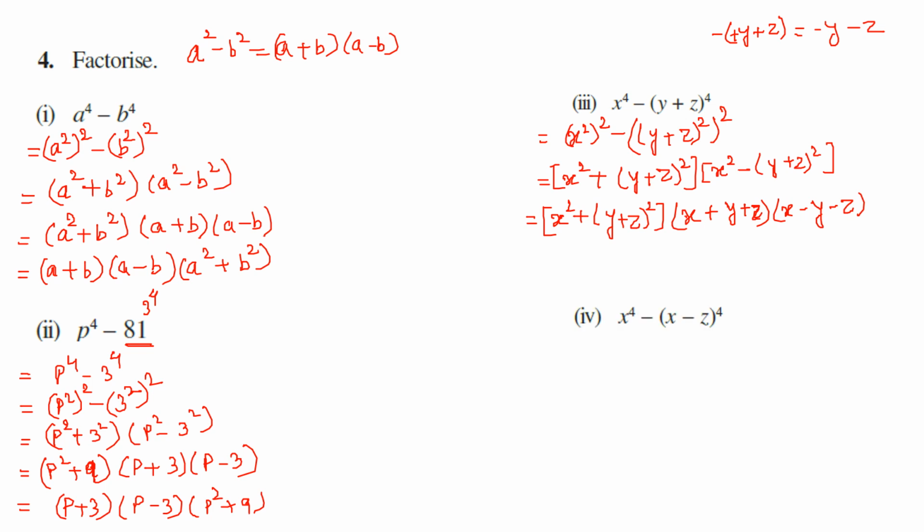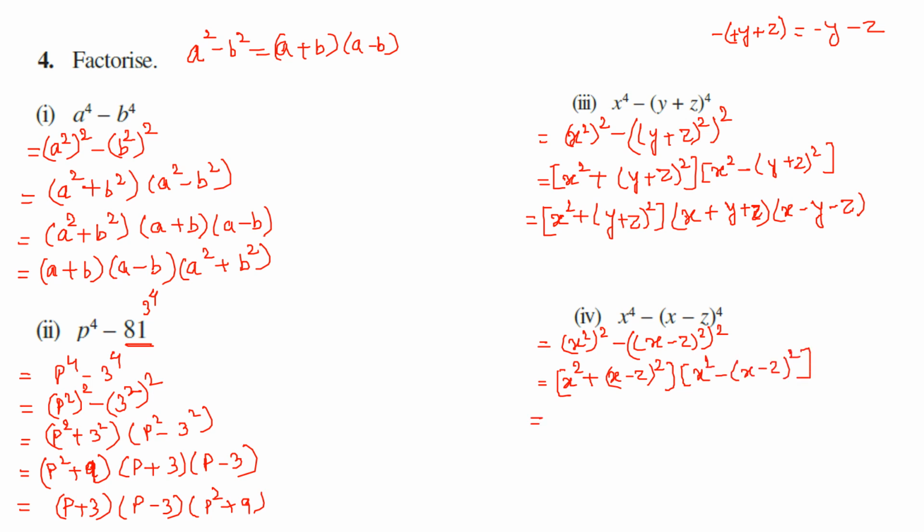Now next question, x to the power 4 minus (x minus z) whole raised to the power 4. Now this question is also similar to your above question. So you have to write it as (x square) whole square minus (x minus z) whole square, again whole square. So again you have to use the identity a square minus b square. So it will give me a plus b, so (x square plus (x minus z)) whole square, and then a minus b. So (x square minus (x minus z)) whole square.